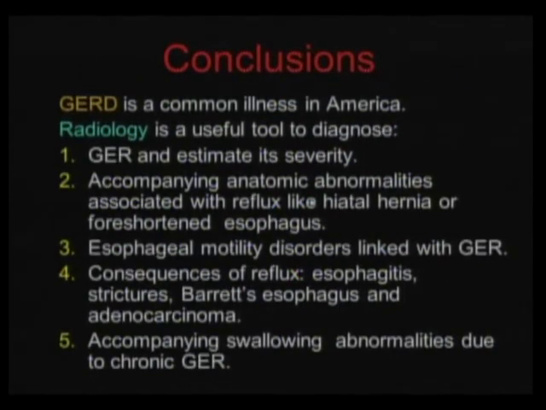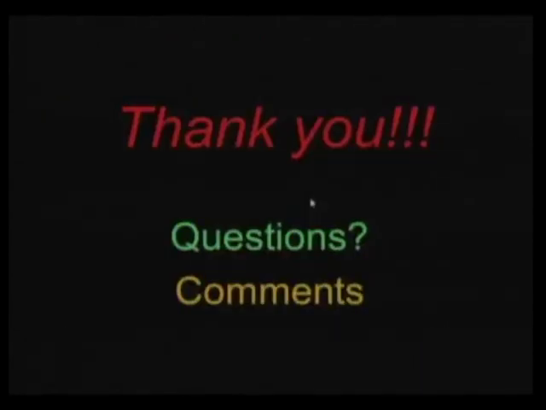We can make the diagnosis of anatomic abnormalities that are associated with reflux. For example, hiatal hernia, short esophagus, okay? The Schatzki ring, okay? We can evaluate esophageal motility disorders that are associated. We can evaluate the consequence of the reflux, the esophagitis, strictures, Barrett esophagus, and adenocarcinoma. And additionally, we can provide information about the swallowing abnormalities due to chronic gastroesophageal reflux.